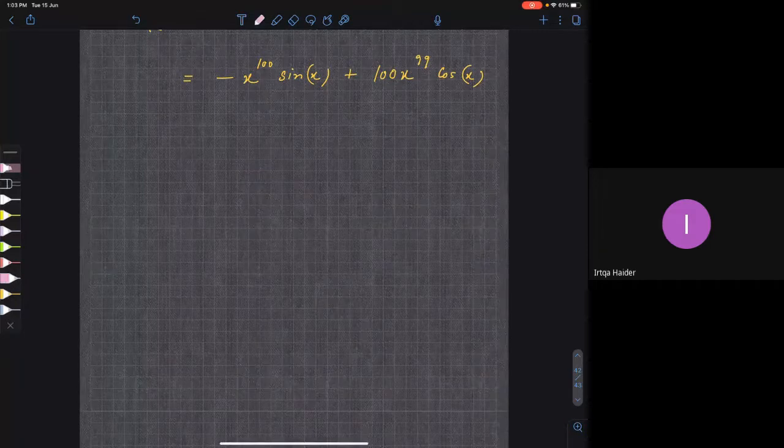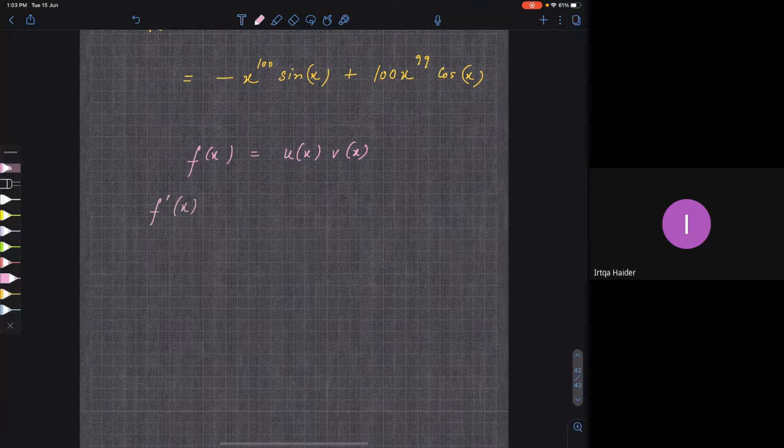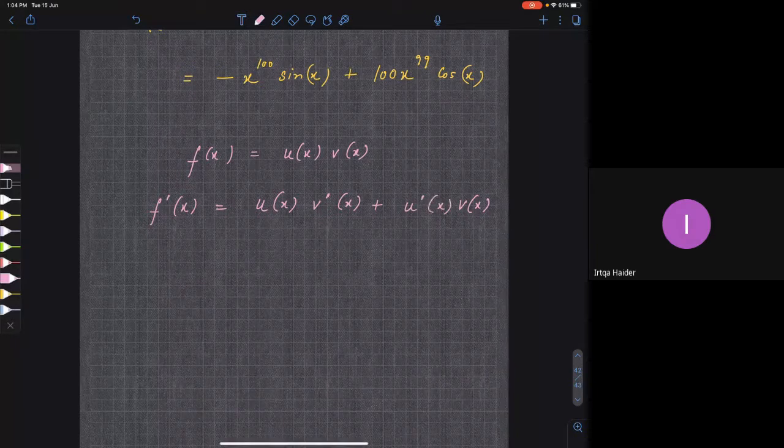See, so f of x is a product of two functions, u of x and v of x, correct? Now if I want to take the derivative of f of x, what we have to do is first function I'll keep as it is and I'll multiply with the derivative of the second function, plus I'll keep the second function as it is and I'll multiply with the derivative of first function. That is the product rule. You're getting my point? Clear? If there is a product, you do it like this.